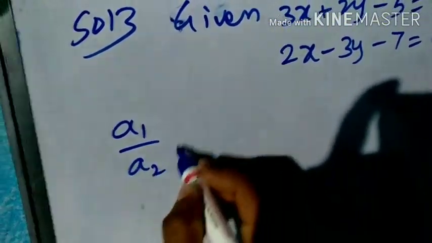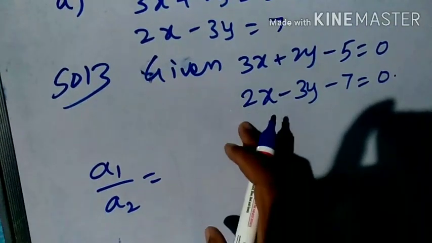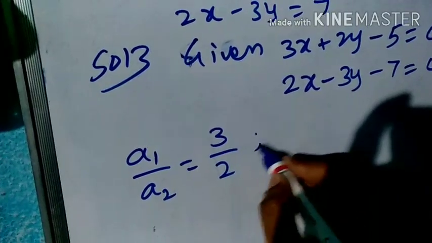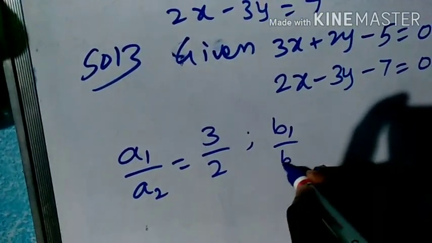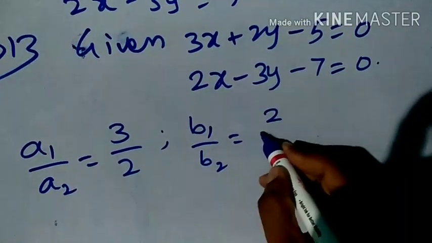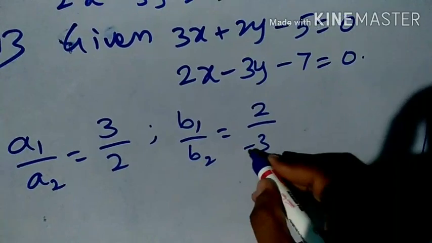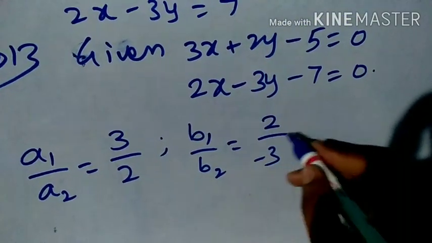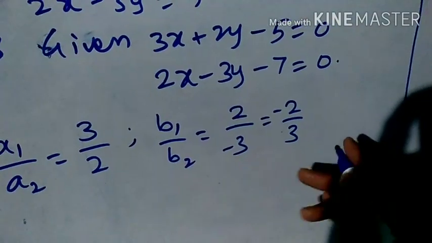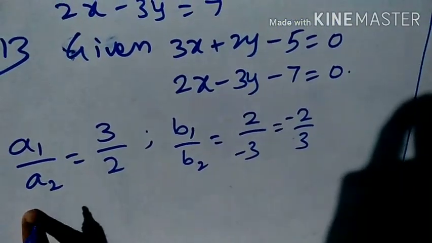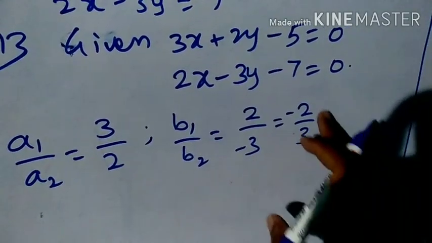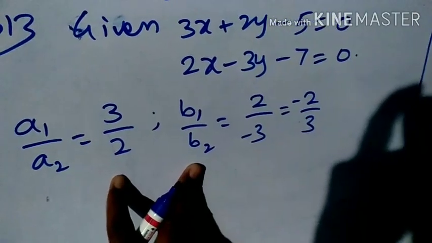Now find a1 by a2. a1 by a2 is 3 by 2. Find b1 by b2. b1 by b2 is 2 by minus 3. This minus moves to numerator, so it is minus 2 by 3. So here check, a1 by a2 is equal to 3 by 2, b1 by b2 is equal to minus 2 by 3. Are both equal?